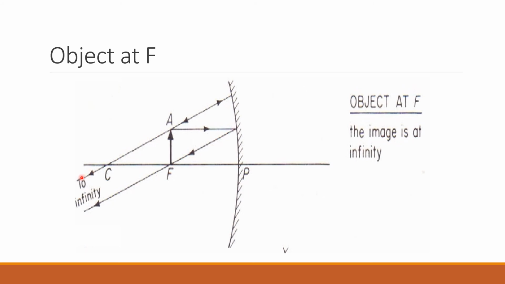Now look here very carefully. The rays are moving parallel, and they don't appear to be intersecting at any point. Fine. Or I'll say they are intersecting at infinity. Okay, at very far distance, these rays will appear to intersect. Fine. So where will our image be formed? The image will be formed at infinity. Fine. So for the object placed at the principal focus, the image will be formed at infinity. Fine.